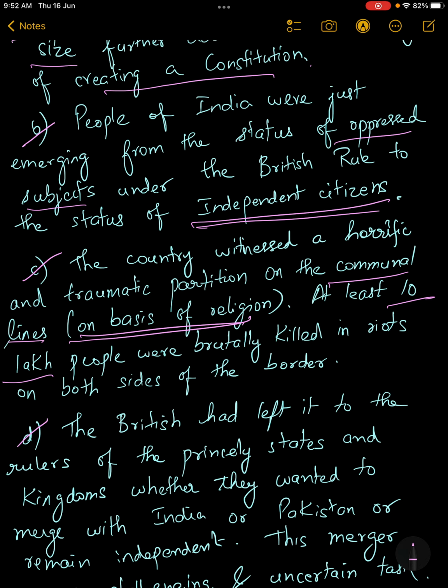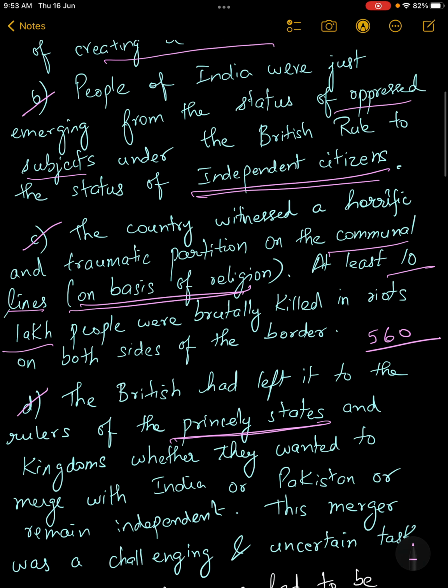The fourth challenge was the challenge of the princely states. You have done this in 8th standard. Princely states were the royal kingdoms at the time of independence. There were roughly 560 something princely states, small kingdoms, and the British had completely left it to them whether they wanted to merge with India or Pakistan or remain independent. The credit for merging the princely states is given to Sardar Vallabhbhai Patel. Please do read up on him. All of this is very important.